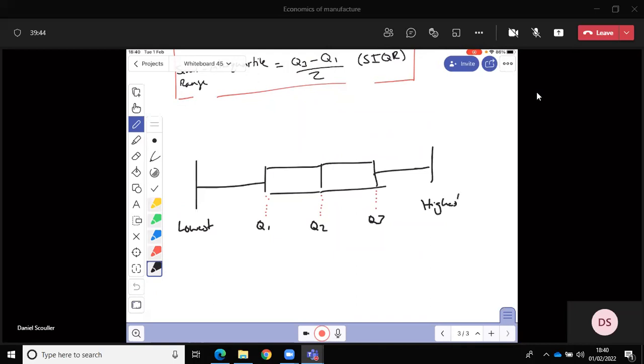Okay, so your data might be presented to you with a box plot. Obviously, it won't say Q1, Q2, Q3, but that's what it's telling you. So those boxes, those separators, are telling you where those figures are. So that Q2 in the middle is going to be the median.